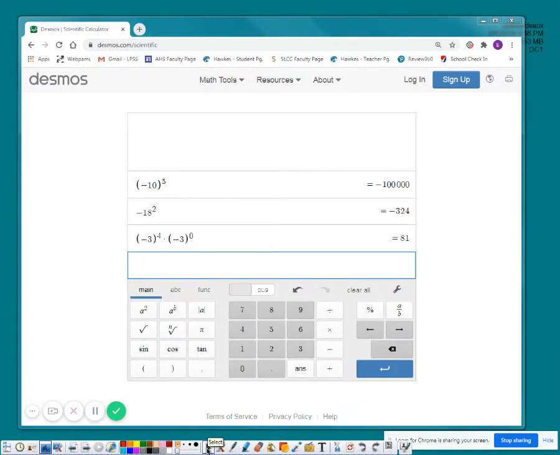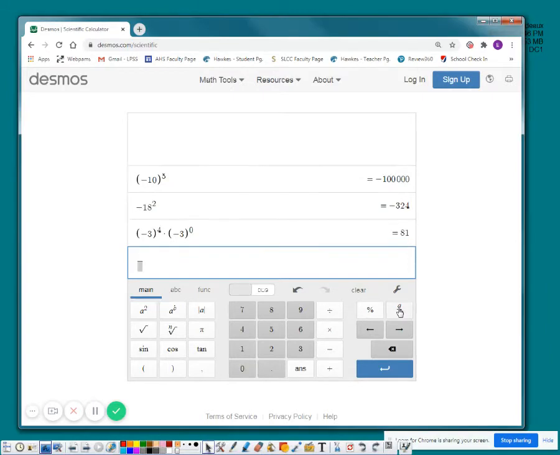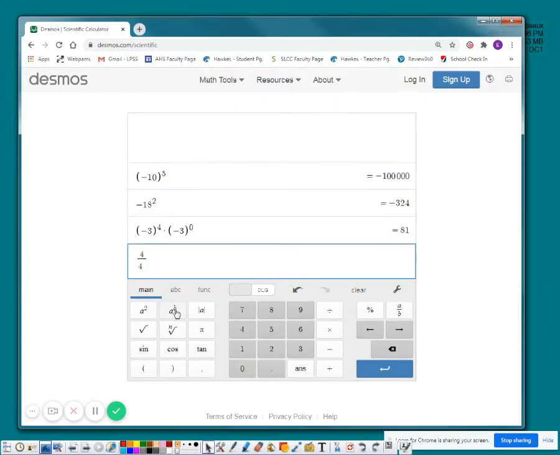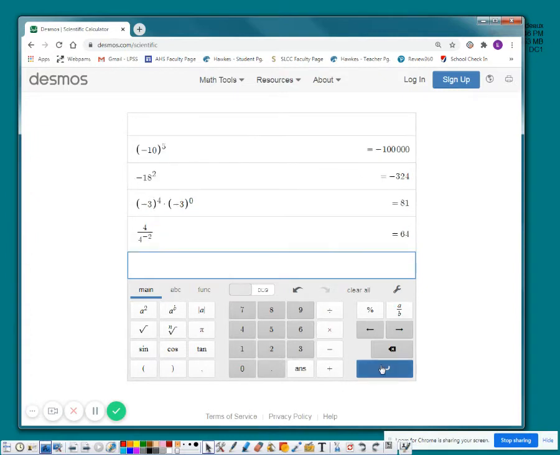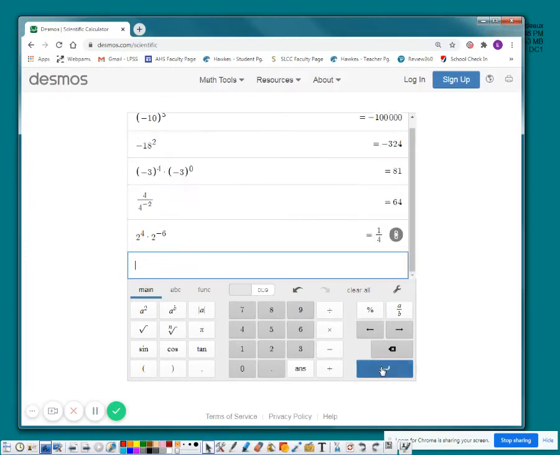All right, so number 5, we have a fraction, 4 over 4 raised to the negative 2. And if you notice, your answer is 64. Number 6, we have 2 raised to the 4th times 2 raised to the negative 6. And I'm going to go ahead and just leave it as a fraction, so you should get 1/4.